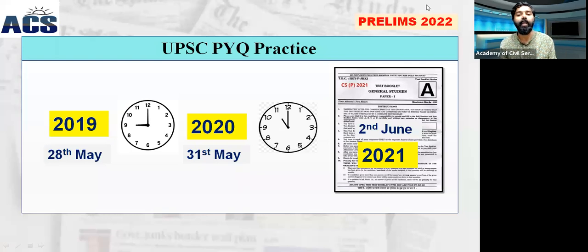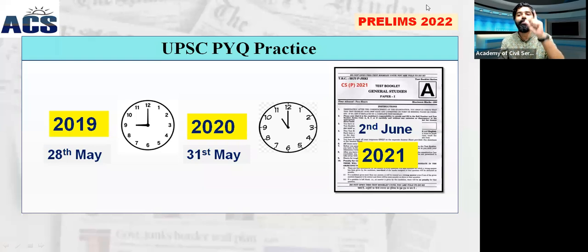This is why, for the 2019, 2020 and 2021 papers, you have to take a printout and practice. 2019 on the 28th: if you have a good schedule on the 28th, take the time of 9 a.m. If you are a working person, you have to find a time either in the morning, like 7 to 8. At least, if 2 hours is not possible, at least do it for 1 hour.